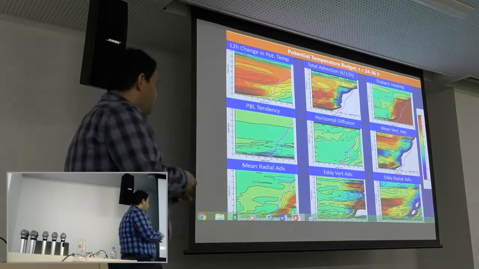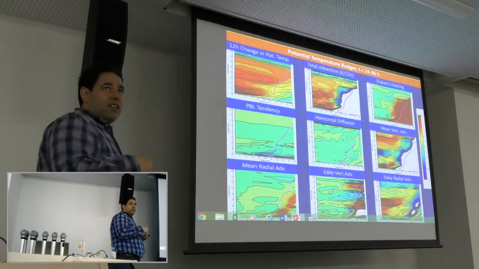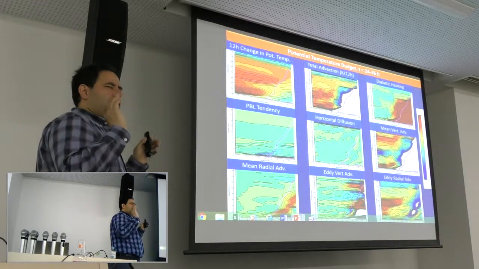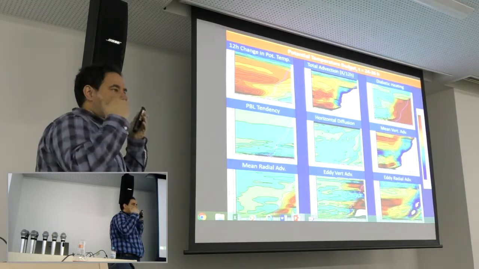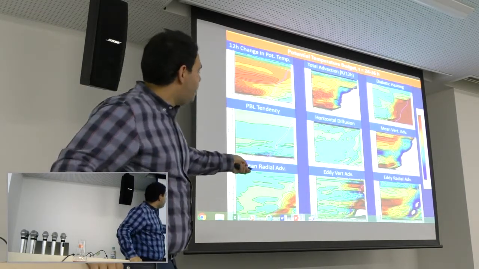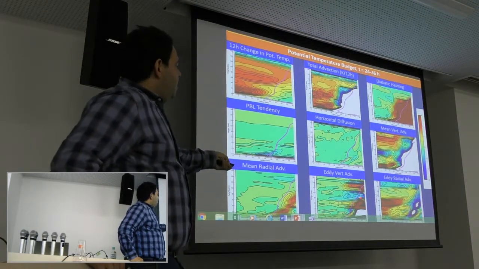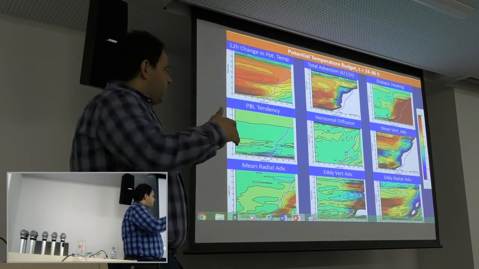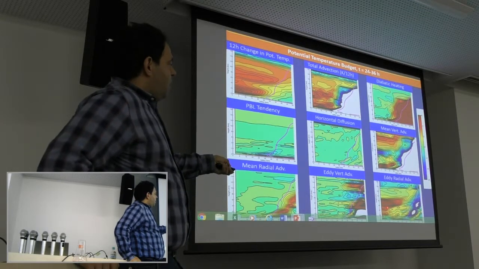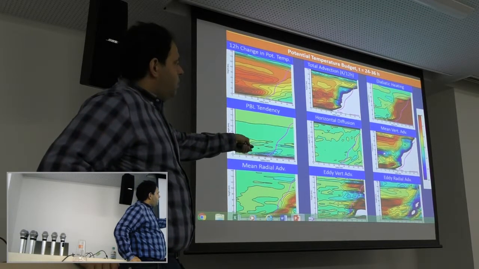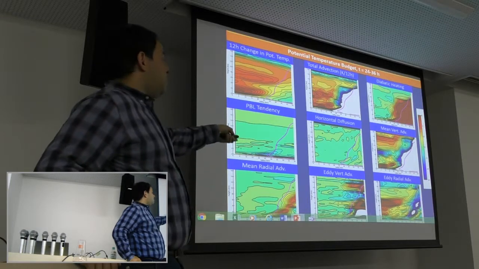And I'll have a slide in a moment to conceptually illustrate that, because I find it a difficult concept to visualize, so I'll show that in a moment. But the point is that at this time, there are eddy radial tendencies that lead to warming of the eye that overwhelm the cooling tendency on potential temperature for the mean reflection.